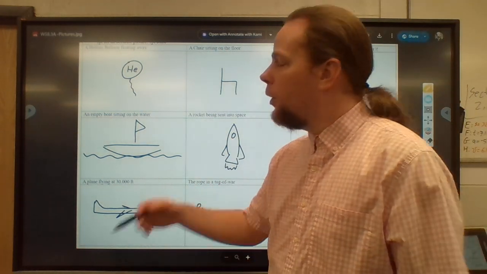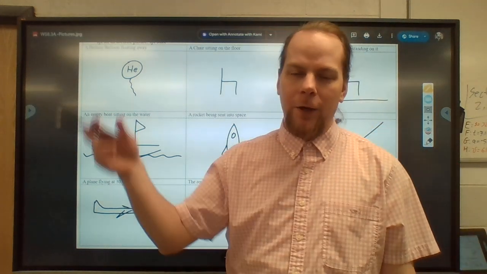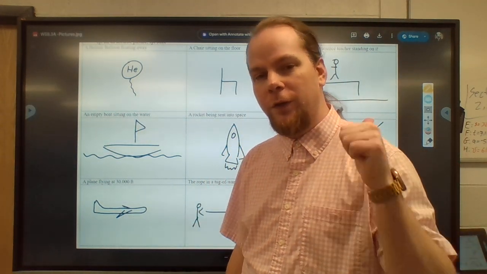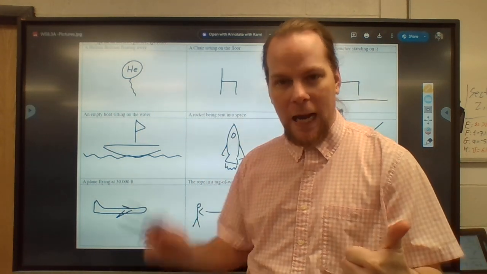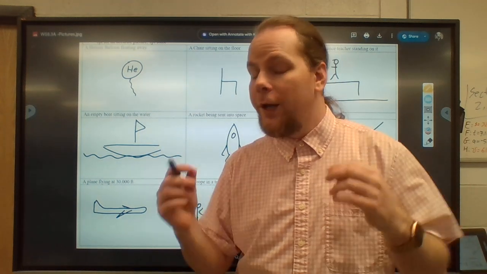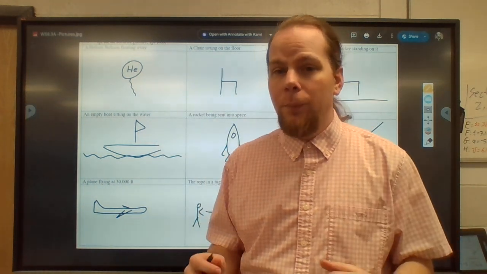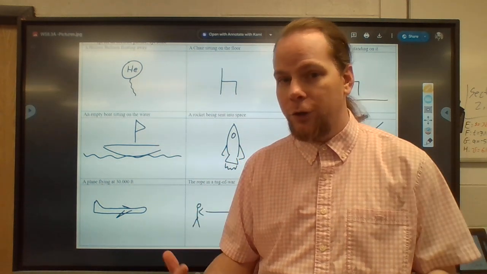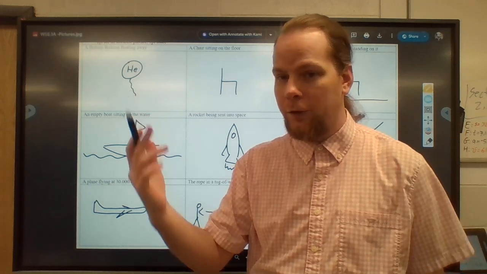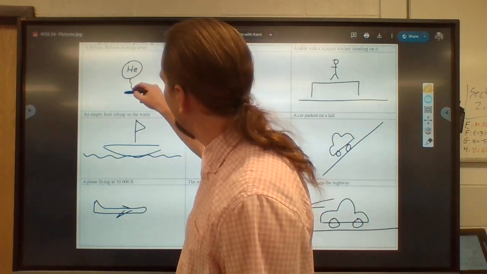All right, so looking through our list, I erased them over here, but the first one we always said is gravity. Is there gravity acting on the balloon? Yes. It's going to be relatively small, but you can measure the effect that gravity is having on this balloon.